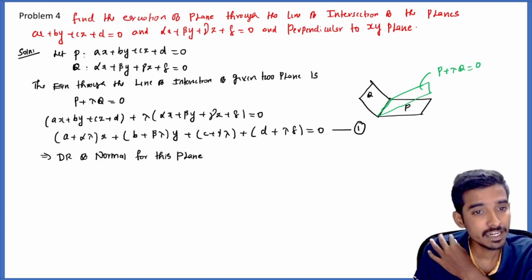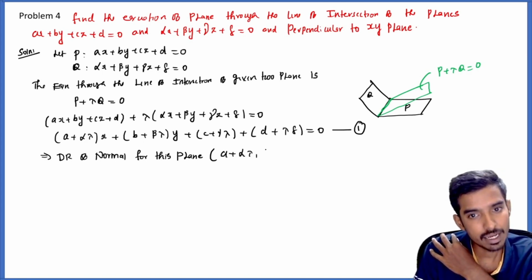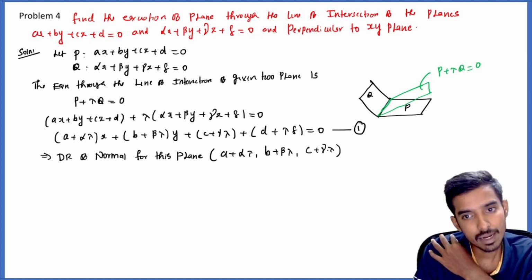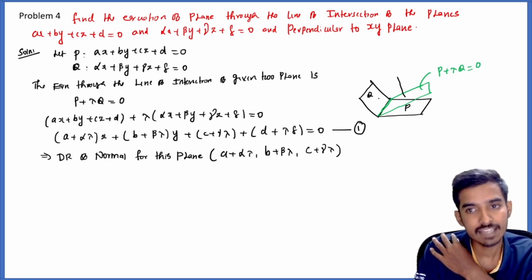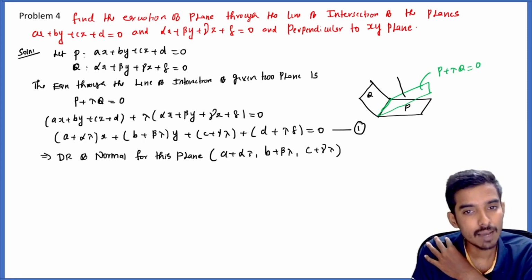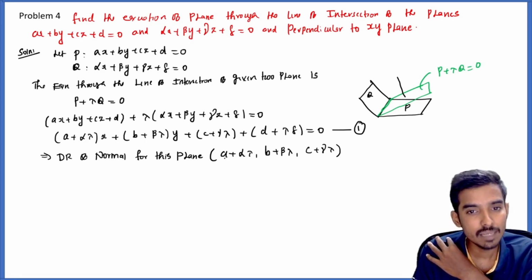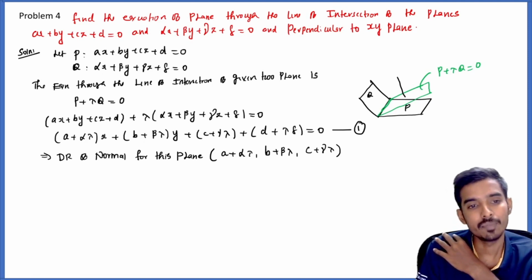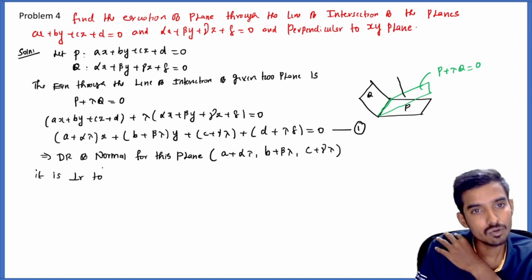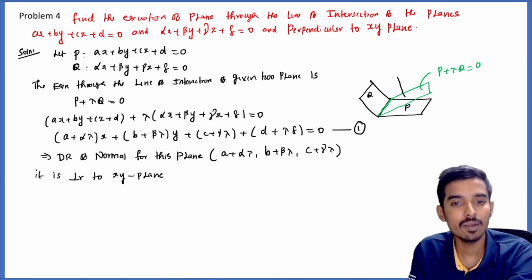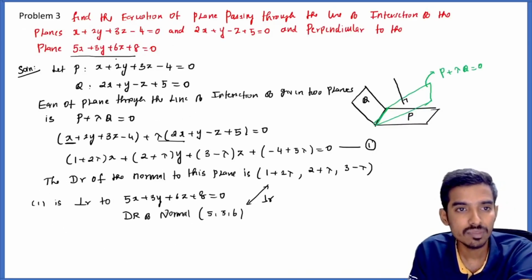So what is the direction ratio of normal for this plane? It is a plus alpha lambda, b plus beta lambda, c plus gamma lambda, the direction ratio of the normal. So this line has direction ratio a plus alpha lambda, b plus beta lambda, c plus gamma lambda, right? It is perpendicular to the xy plane. In the previous problem, we said it is perpendicular to this plane.